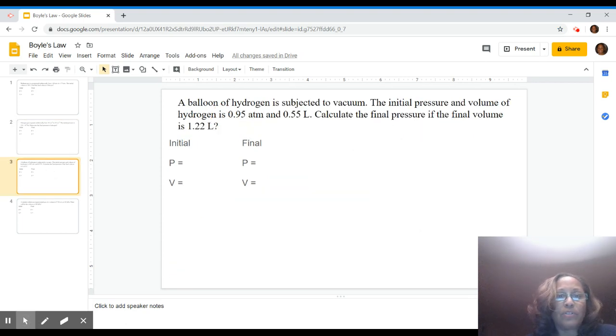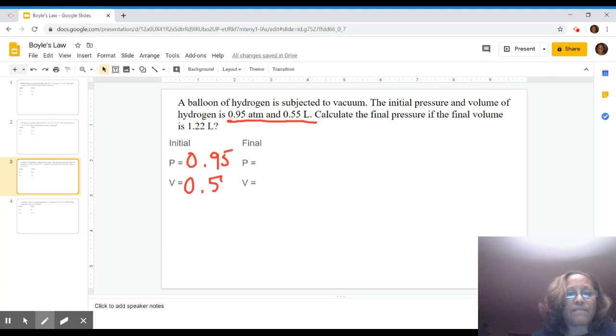We have a balloon of hydrogen. It's put in a vacuum. The initial pressure and volume of the hydrogen is 0.95 atm and 0.55 liters. So they tell you that the initial pressure and volume are all together. So 0.95, that's the initial pressure, and 0.55 is the initial volume.